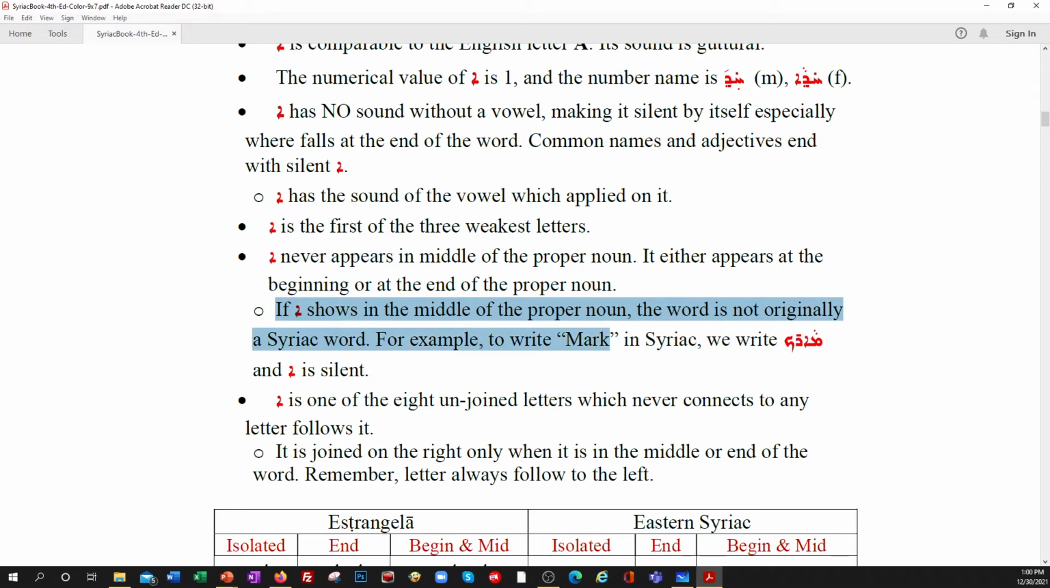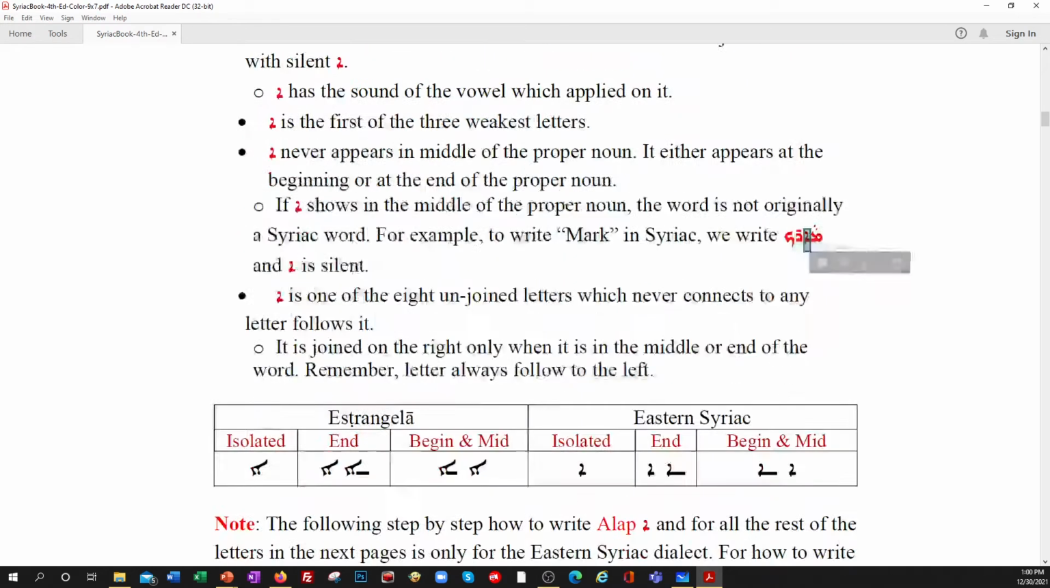For example, when I say Mark, especially for those who speak English and whose name is Mark, I'm going to write it like this one here, Mark. Do you see that the middle Alep here is silent? It has no vowel on it, so it is silent based on the rule we just covered. That is going to make it silent here.